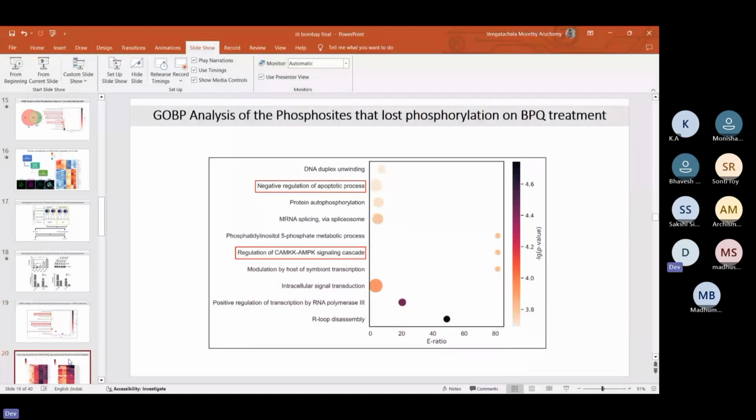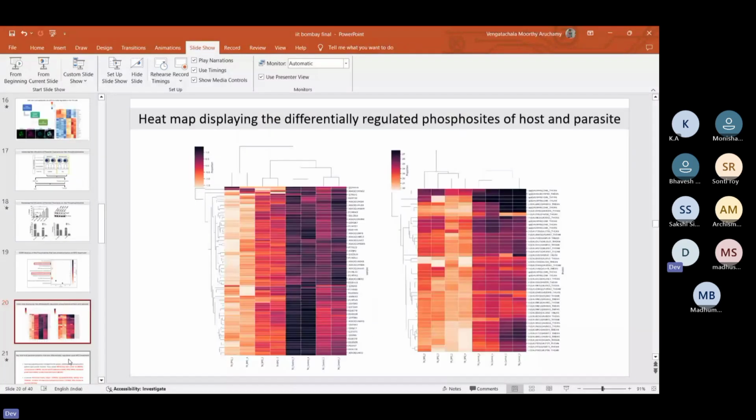Again, we did a differential analysis to see whether any differential phosphoproteins are present upon parasite clearance. The left side represents the host molecules. We have identified some 97 phosphosites that are differentially regulated. In the case of the parasite, all 48 phosphosites are losing phosphorylation, and there is also a drastic change in the expression level.